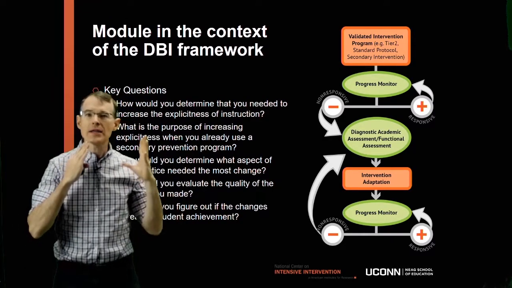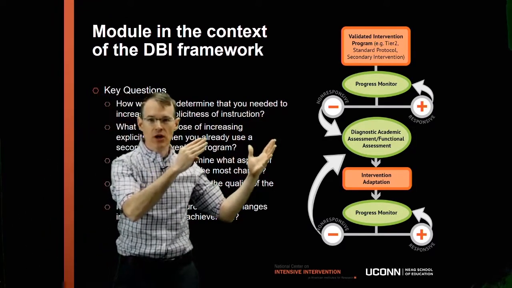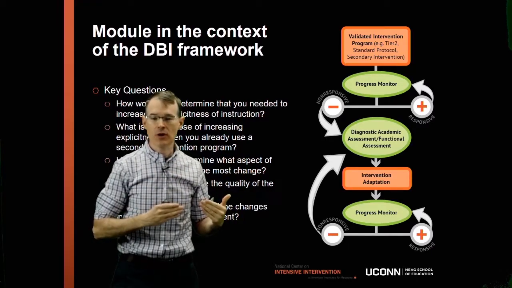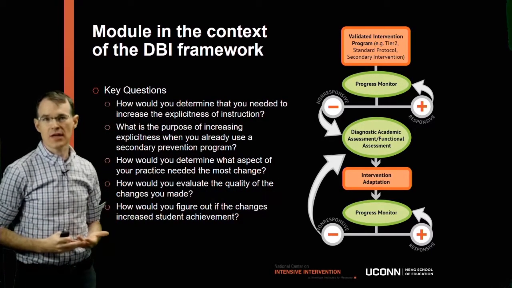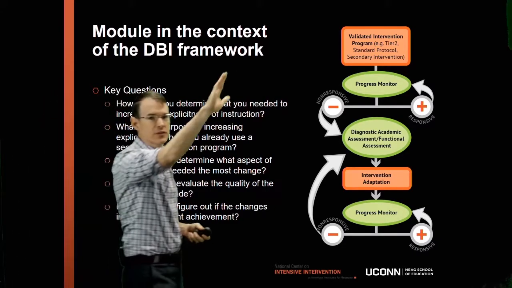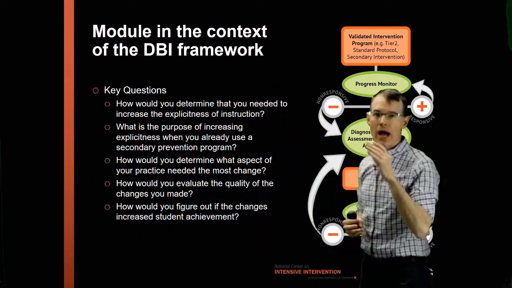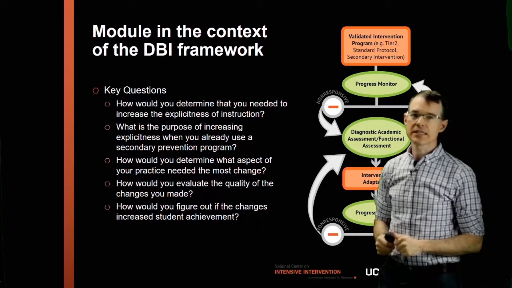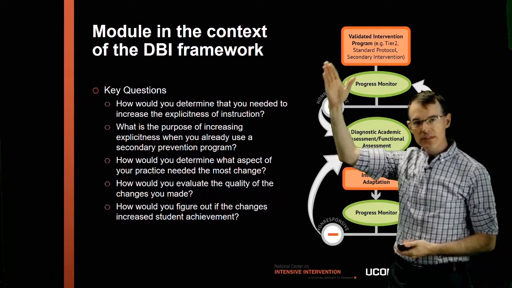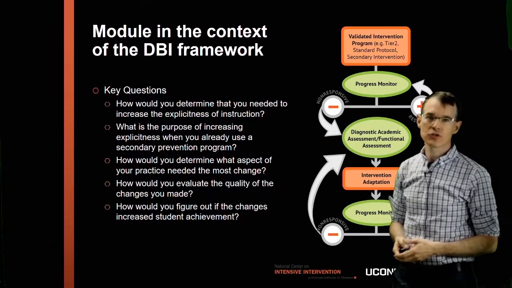So why do we put explicit instruction in the DBI framework? I have a set of questions here for you. And before I tell you what I think, I'd like you to think about, in terms of your DBI framework, why would you decide that an adaptation should be to increase the explicitness of your instruction? There's a series of other questions here to ask yourself as well.